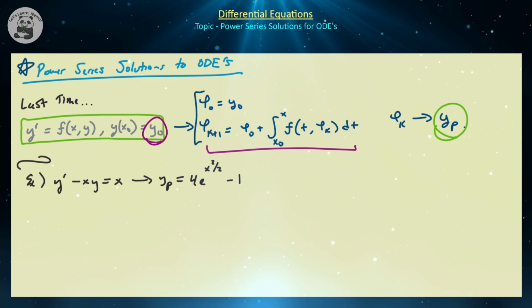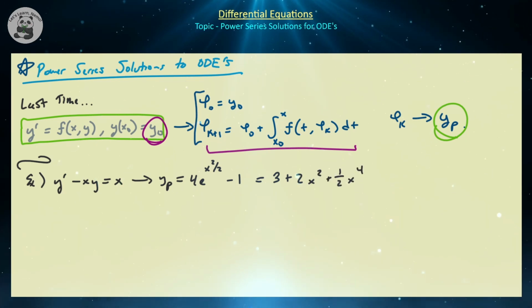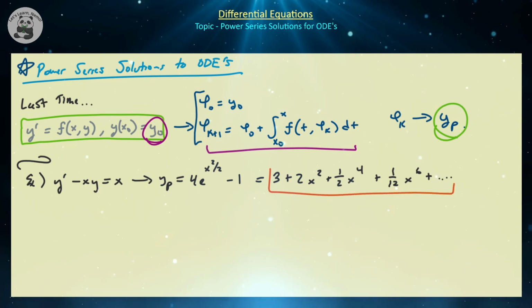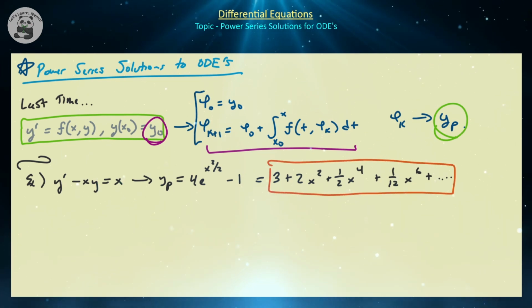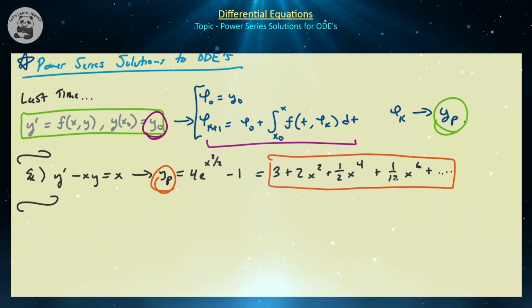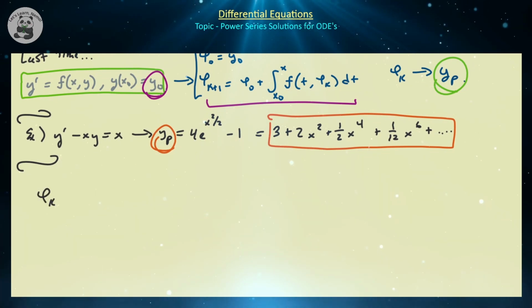We have to algebraically build this closed form representation from that series function, because the Picard iteration method was only able to give us something that looked like 3 plus 2x squared plus 1/2 x to the power 4 plus 1/12 x to the power 6 plus infinitely many other terms. And you're like, okay, if I cannot find a closed form representation, I'm just going to define this series as my solution, y_p.